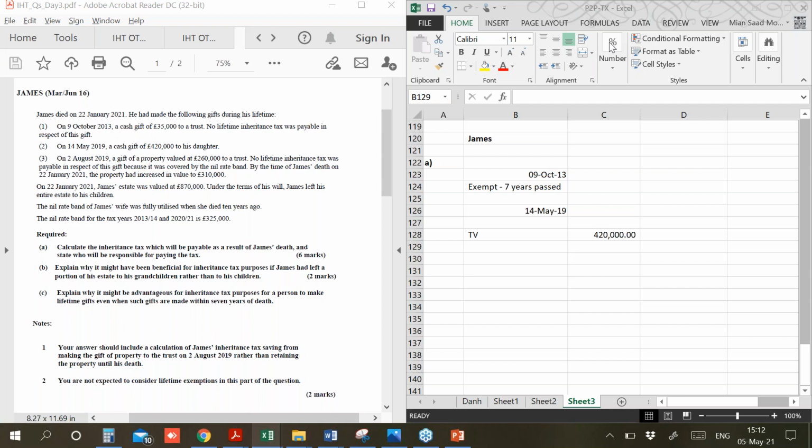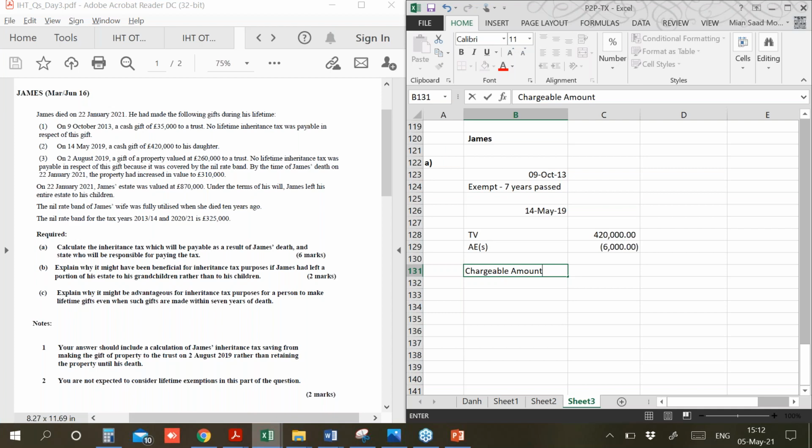But if it tells you the amount straight away, then you have to deduct the annual exemptions yourself. So you have to deduct the annual exemptions. I'll deduct AEs and mention that it is annual exemption for both here, because there was no gift in 2018 as per the question. So I'll be taking both annual exemptions, minus 6,000. So now the chargeable amount equals this plus this, 414,000.